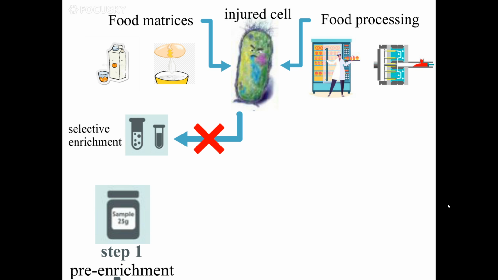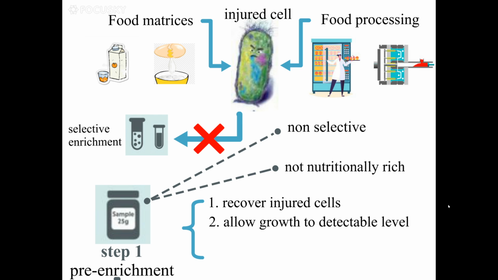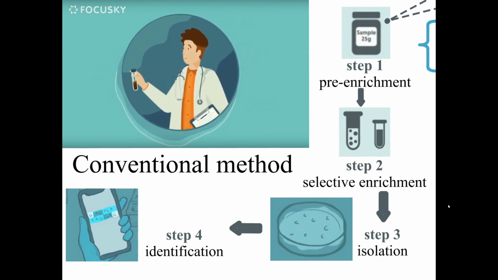That is why we add a pre-enrichment step before selective enrichment step. At pre-enrichment step, a non-selective medium will be used to allow the recovery of those injured cells so that they're healthy enough to endure a subsequent selective enrichment step. The non-selective medium also allows the growth of the bacteria so that the population is increased to detectable levels. However, the medium used in pre-enrichment step is usually not nutritionally rich, so that it does not cause the overgrowth of background microbiota.